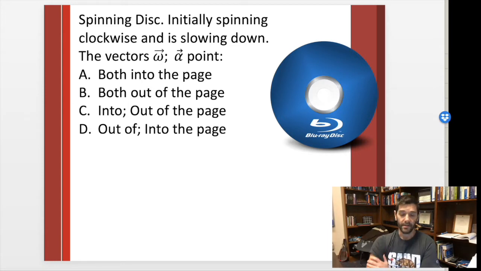But now we know that the object is slowing down. And thinking back to regular kinematics, we know that if an object is slowing down, that suggests the acceleration is in the opposite direction as the velocity. In this case, that must suggest that alpha is in the opposite direction as omega. So if omega is into the page, into the screen, alpha better be pointing out of the screen.